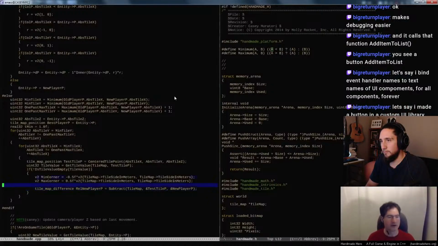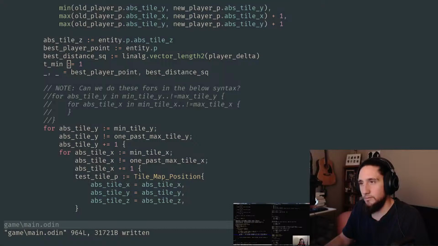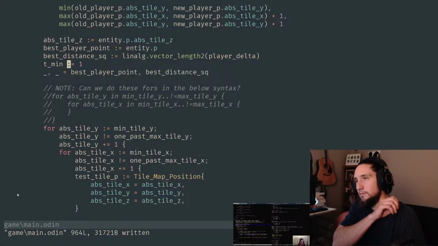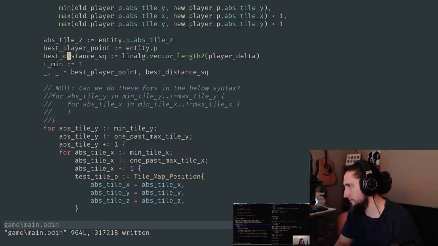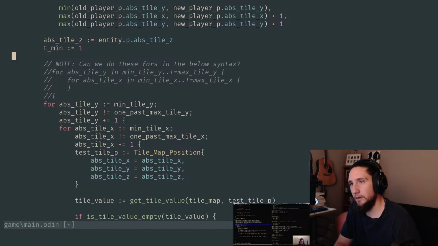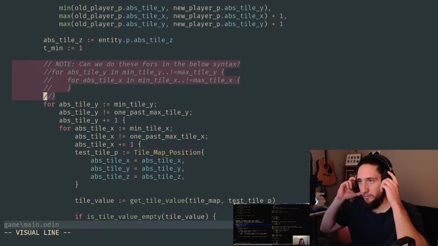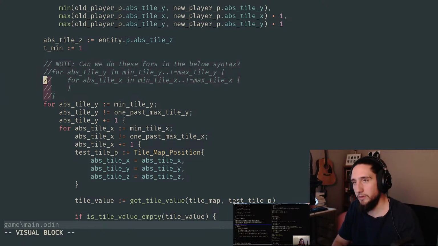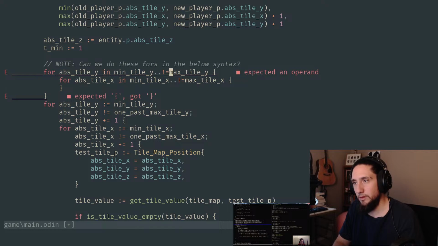So, assuming that that is set up properly, now I just have to go through, and if the tile is not empty, I have to test all of the walls and see if they need to update my t min, right? And I really don't need this best player P anymore, because afterwards I can reconstruct where I should be by looking at the t min. I think you got rid of this best distance squared, right? Yeah, and did he actually get rid of the best player point as well? Seems like it. So we don't need those. And then I still need to think about this. I don't think there's really anything else I can do, though, because this is not an option that's available to me for this for loop syntax.